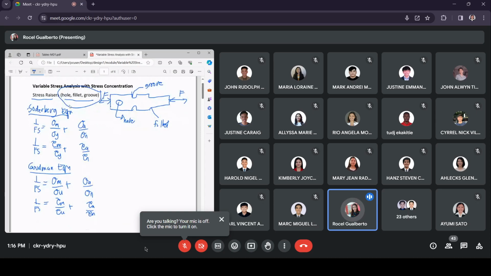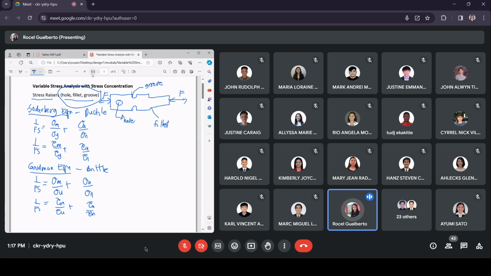Again, tau would be used for torsion and shear, and sigma would be used for axial, bending, and thin mold. The Soderberg would be used for ductile material, and the Goodman for brittle. The same set of equations will be used on this since both are variable stress analysis. This is also what we used last time.